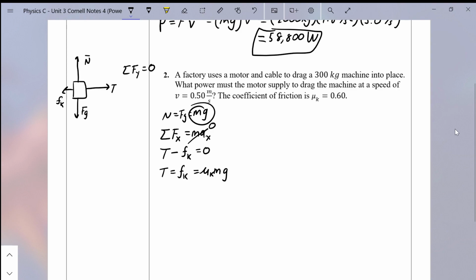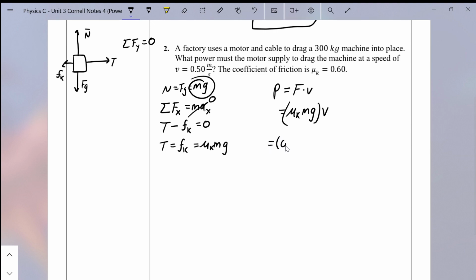So we know mu k, we know m, and we know g, and all we have to do now to calculate our power is take P is equal to force times velocity. So our force here is going to be the tension force, which we said is equal to mu k times m times g. That is our force. And then the velocity is still v.